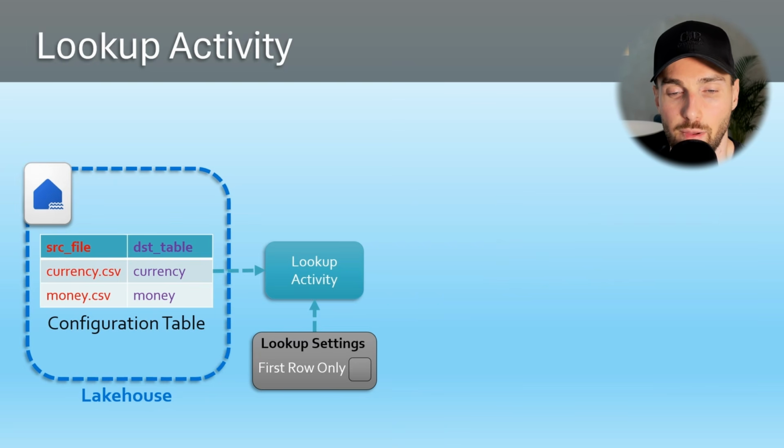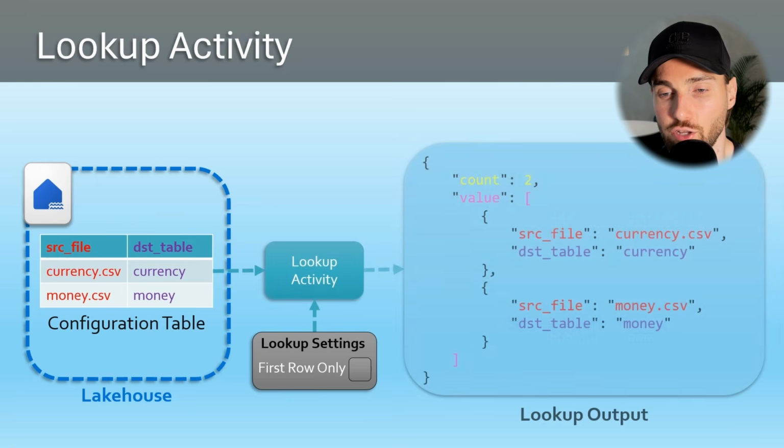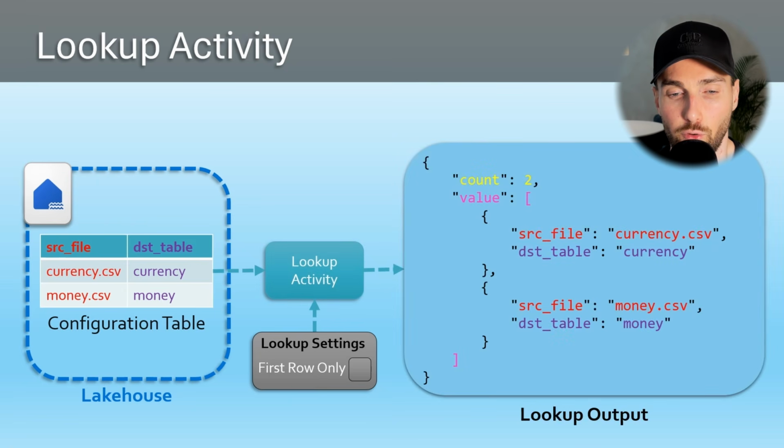Next, let's run our lookup activity again, but this time we will uncheck the first row only setting. Our lookup activity runs, and we see a different output. We get the count of how many rows were retrieved and the value array containing all the rows that were retrieved. In this case, we have two rows, so we get both the currency and money configuration from the configuration table. Now this output of the lookup activity would then be available to use in the following activities in our pipeline. For example, we could pass this value array to a for each loop, iterate over it, and do actions based on the configuration data.